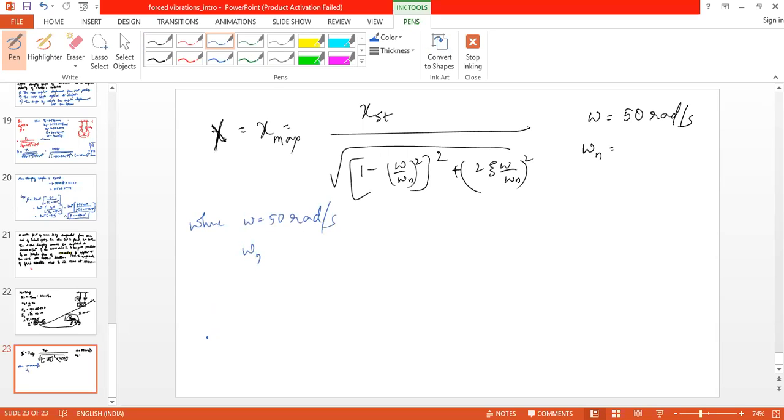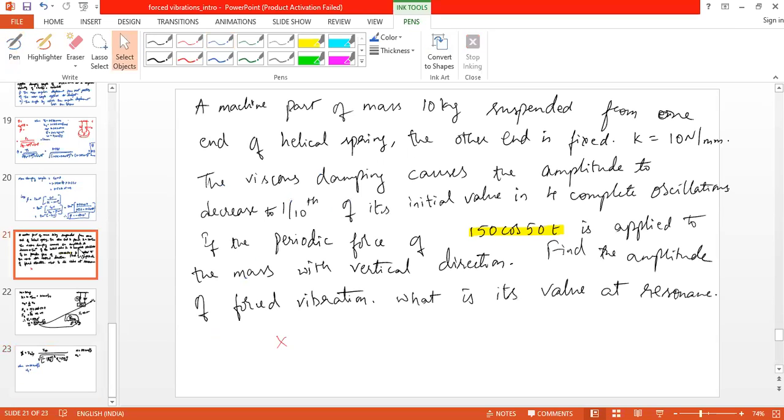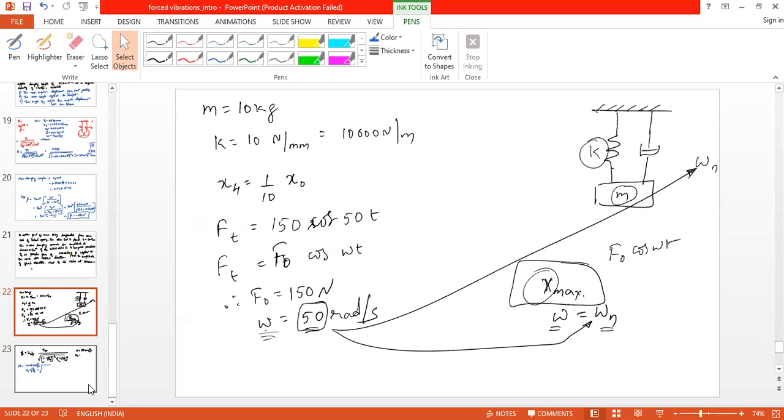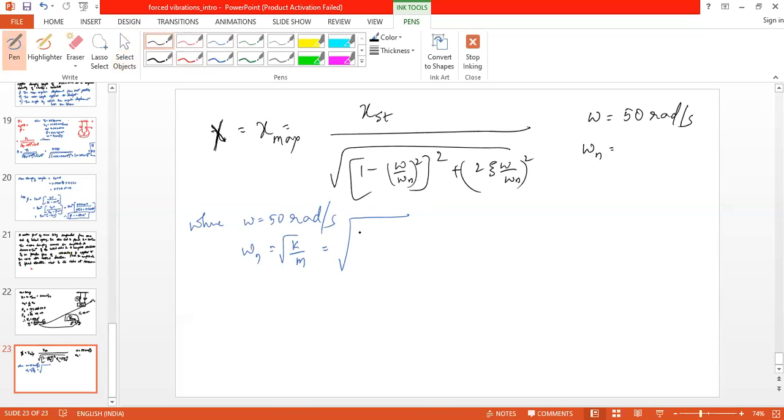And what is omega n? We know that omega n is equal to root of k by m. K is 10,000 Newton per meter, divided by 10. So it is root of 1000, which is about 31.6 radians per second.